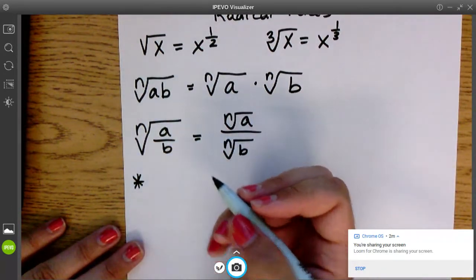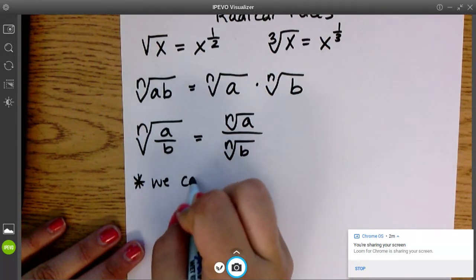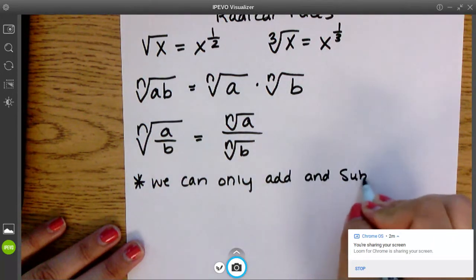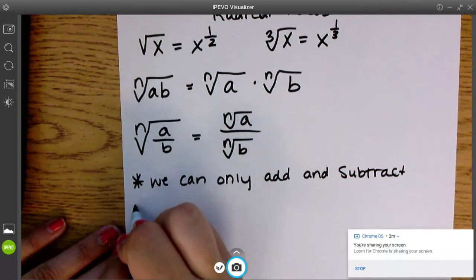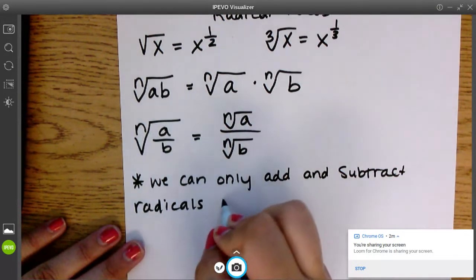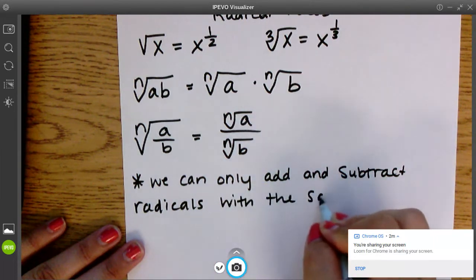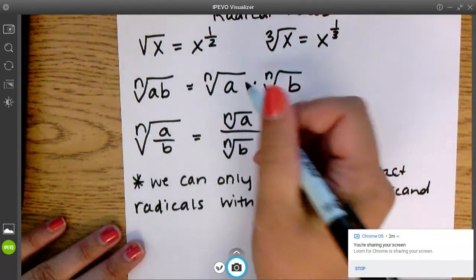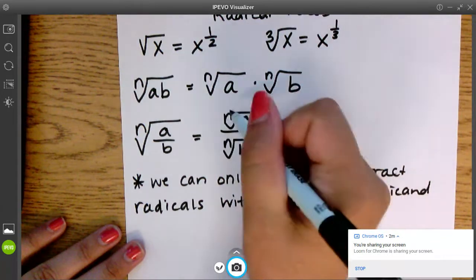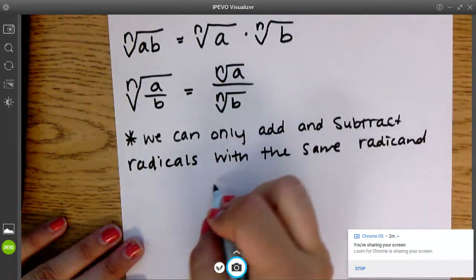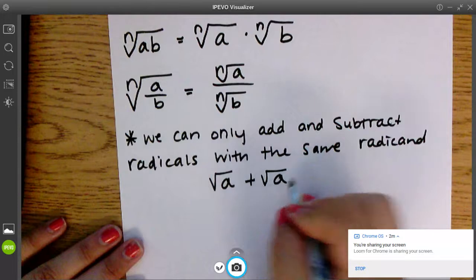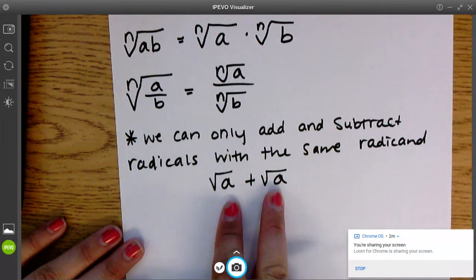Some cautionary warning for you. We can only add and subtract radicals with the same radicand. Notice up here, when multiplying and dividing, they can be different. This is A, this is B. We can multiply and divide them if they're different. But for adding and subtracting, if I had the square root of A plus the square root of A, because those match, think of it as collecting like terms.